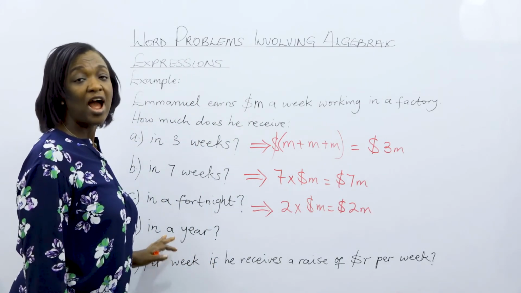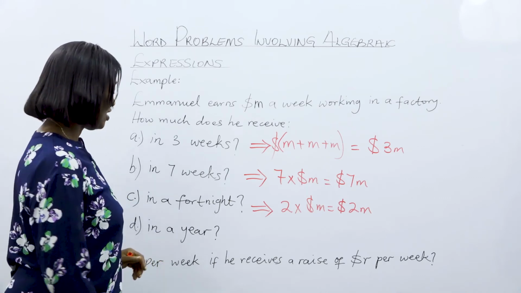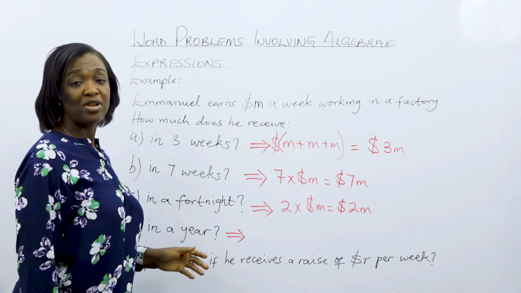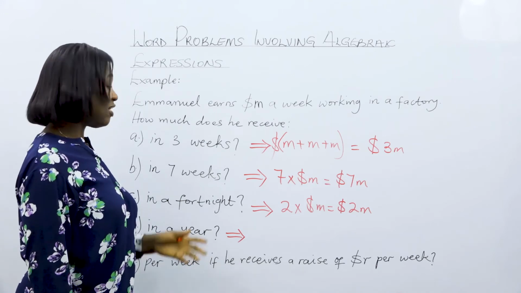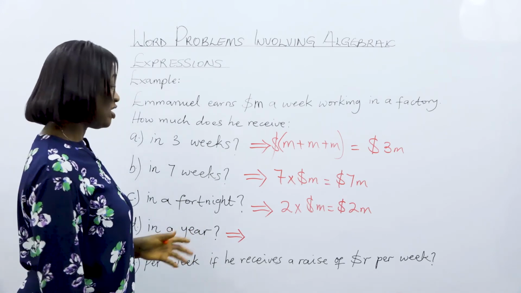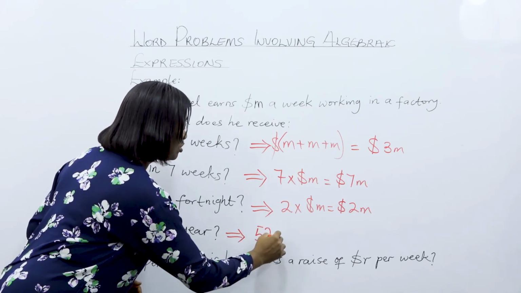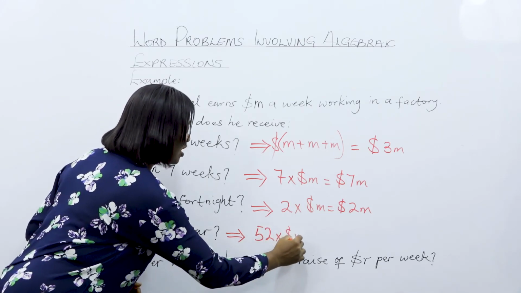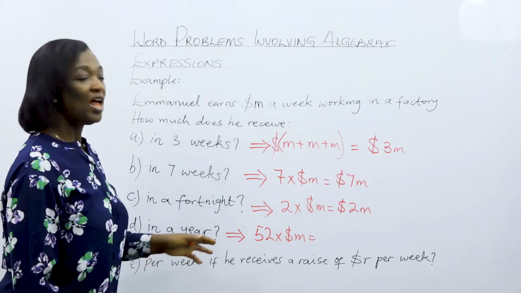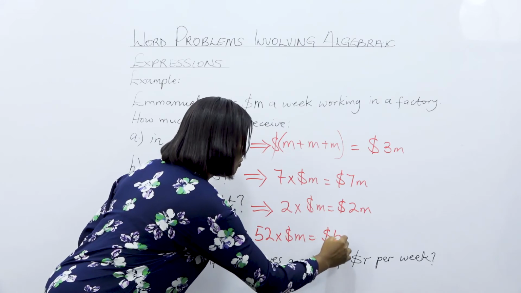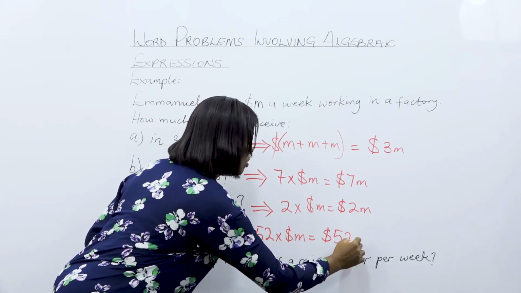In a year, how much would he earn? First, you need to know how many weeks are in a year. There are 52 weeks in a year. So we have 52 times $M, and that will be equal to 52 $M.